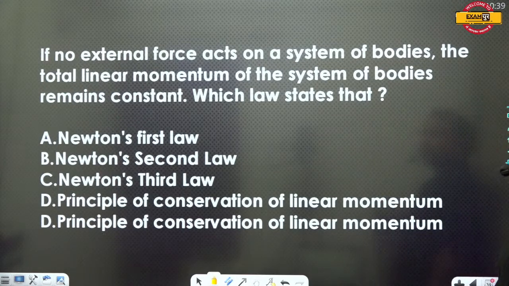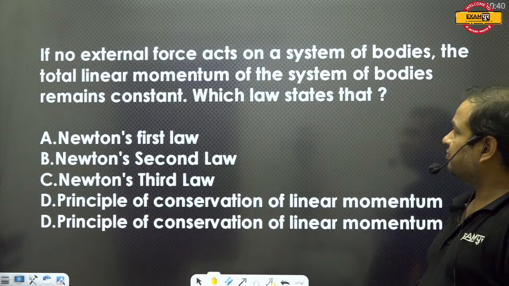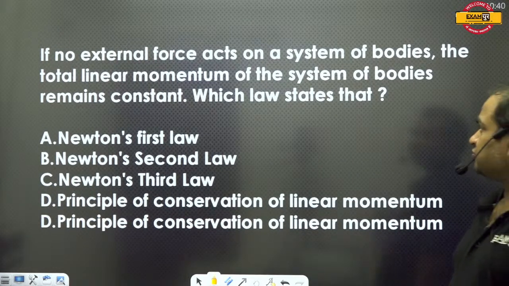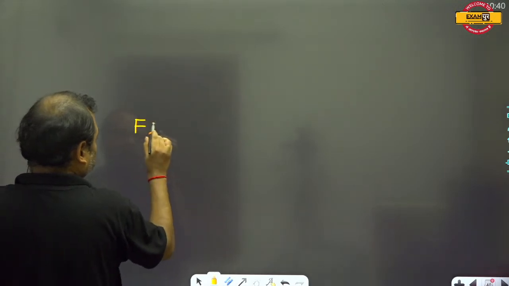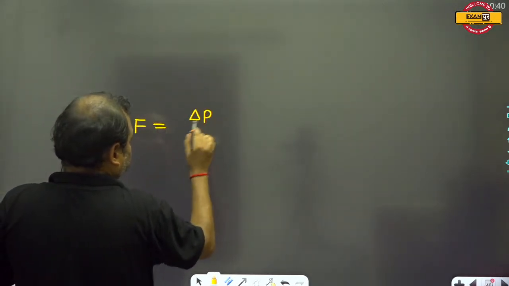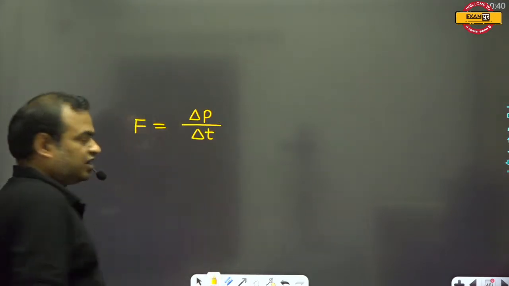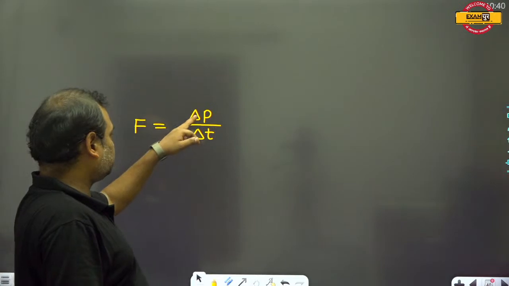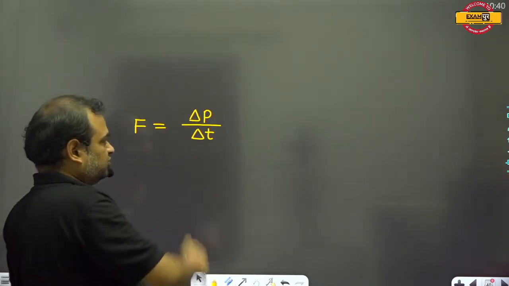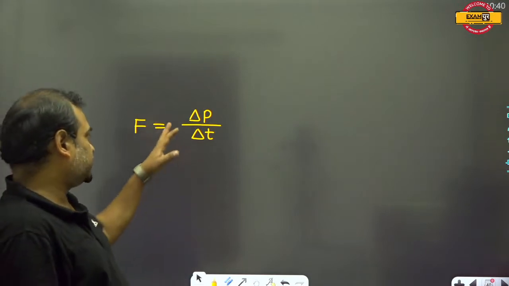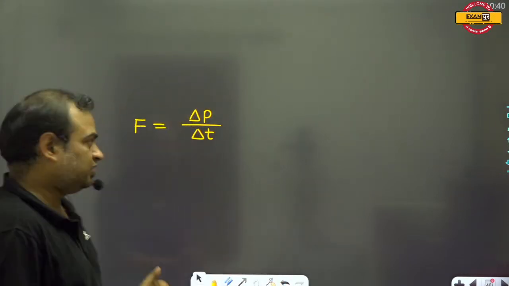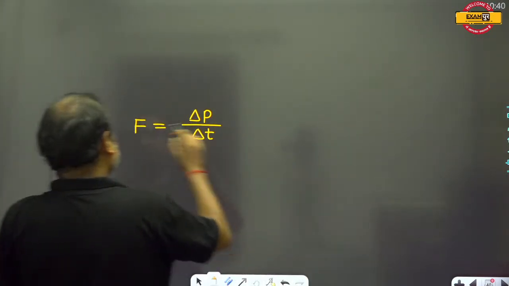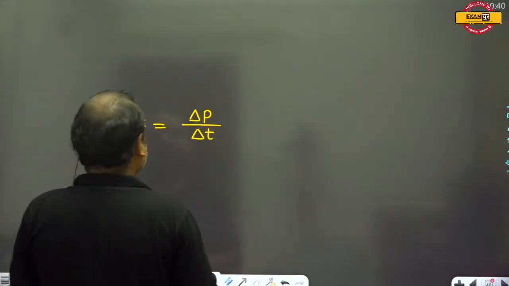If no external force acts on a system of bodies, the total linear momentum of the system of bodies remains constant. Which law states that? First of all, you should know that F is equal to delta P upon delta T. Guys, I have already taught this lecture on YouTube in the 2 p.m. session. You can watch my video lecture on this topic in the 2 p.m. session on the same channel, and you will get all the theory concepts there. So this is the force, and this is the change in linear momentum upon time taken.